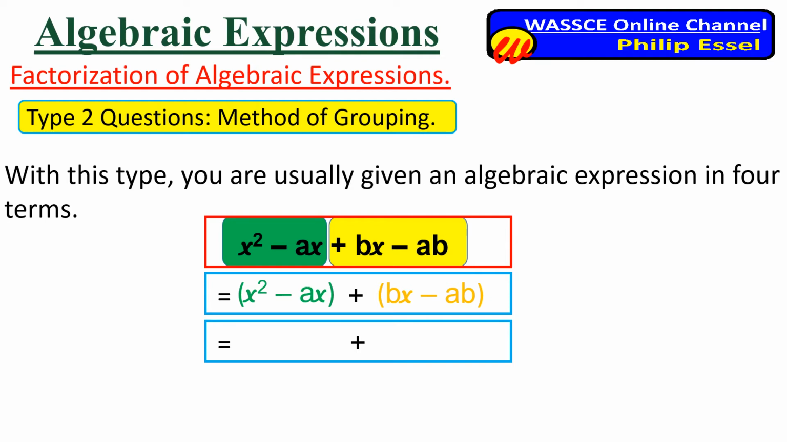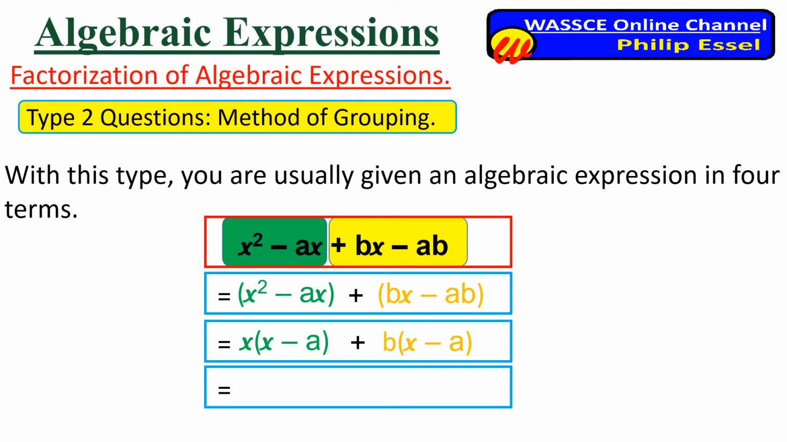When we do this, we would get x, then our bracket x minus a, bracket closed, then our plus sign. We are factorizing the b group, the yellow group. The common item is b, so b outside of the bracket, then bracket x minus a, bracket closed. So that's what we are going to get.